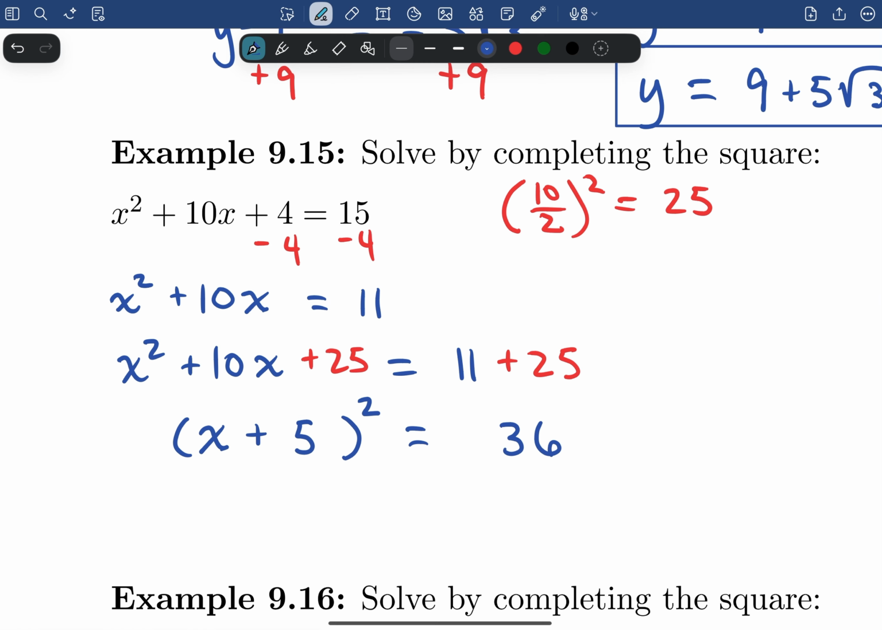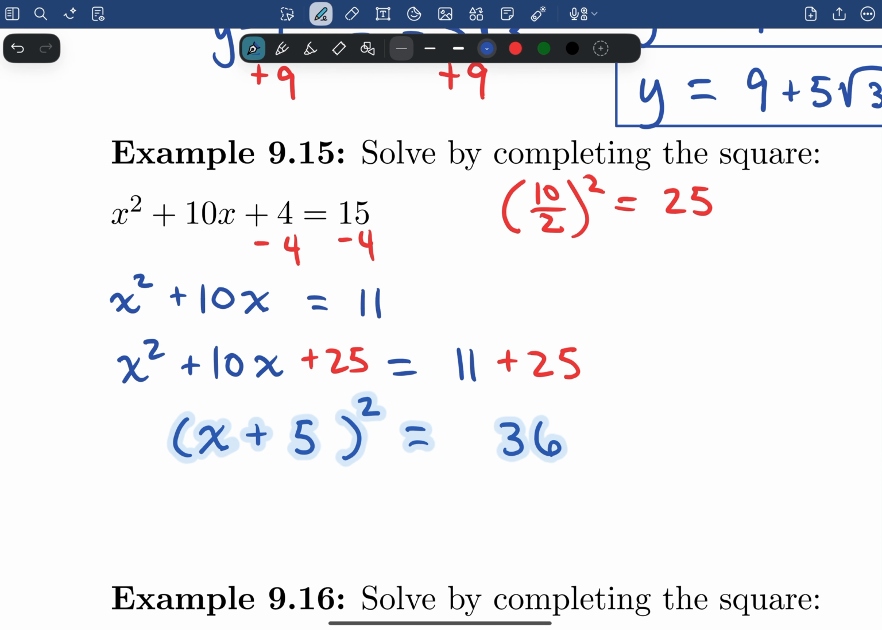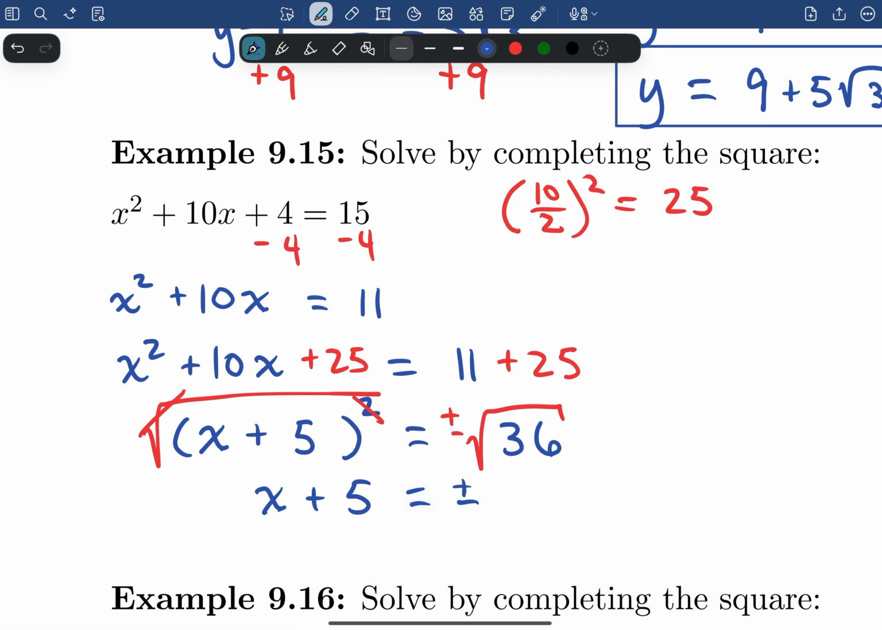And I am now prepared. Now that I have factored my perfect square trinomial into a binomial squared, I'm ready to use the square root property. So I square root both sides of this equation, and I always put the plus or minus symbol, just like you guys do now. And I'm going to cancel the square and the square root to get x plus 5 equals plus or minus the square root of 36. Well, the square root of 36 is 6. 36 is a perfect square.